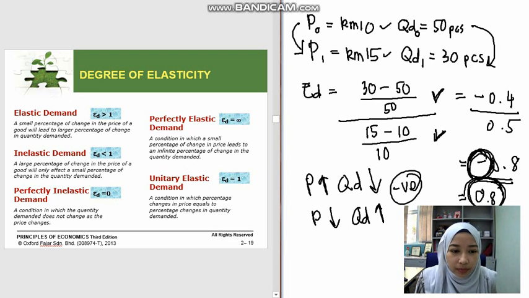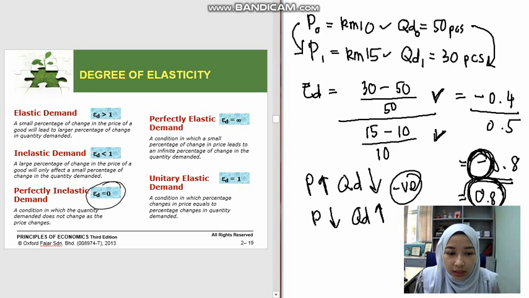Okay, so for perfectly inelastic, meaning there will be no response at all in terms of the change in the demand when there is a change in the price of a certain product. So in this kind of situation, you will get the elasticity as 0, meaning there will be no change in the demand at all for that particular product.